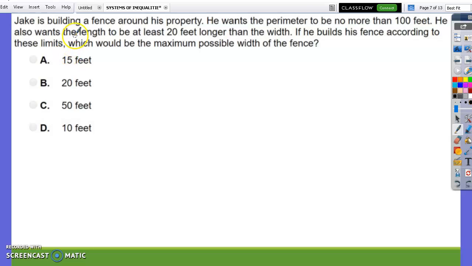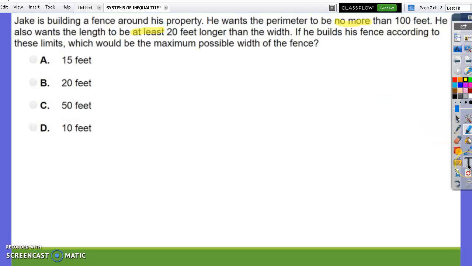The next one. It says Jake is building a fence around his property. He wants the perimeter to be no more than 100 feet. He also wants the length to be at least 20 feet longer than the width. If he builds the fence according to these limits, which would be the maximum possible width of the fence? Before we even get started, we need to talk about a couple of these words here. We got the words no more, and we got the words at least.